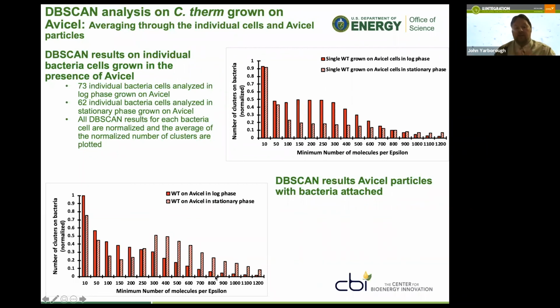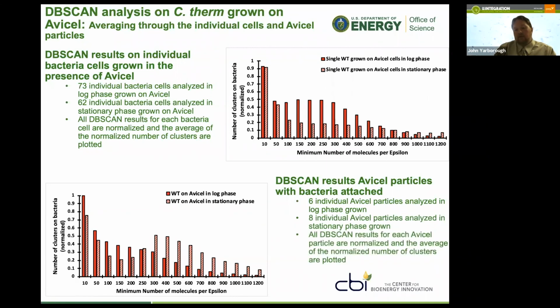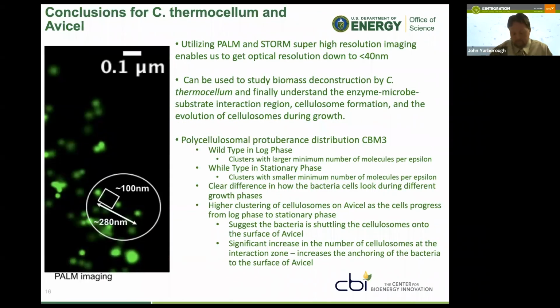As it goes to stationary phase, that bacteria is shuttling the cellulosomes onto the surface of the avicell. And now you see a difference in the distribution pattern of the clustering. So you're seeing a higher number of molecules per cluster on the avicell particle. Here we're able to look at 6 individual particles in log phase and 8 in stationary phase. And so this gives us the ability to quantify and truly start understanding the distribution pattern of these cellulosomes and why we're seeing an increase in the synergistic effect of the bacteria.